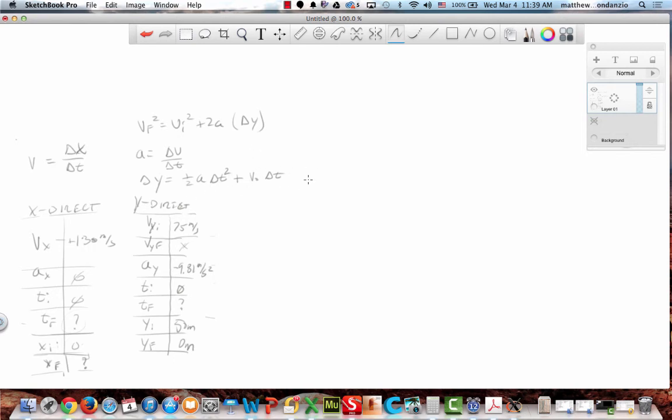At this point, given the scenario and these equations, what values do I have that I can solve for time? Let's start with the x, because the x is constant velocity. I would need my delta x and my initial velocity. Do I have my initial velocity? Yes. Do I have my delta x? No, so I can't solve it. So I've got to come over here and use the y, and then go back.